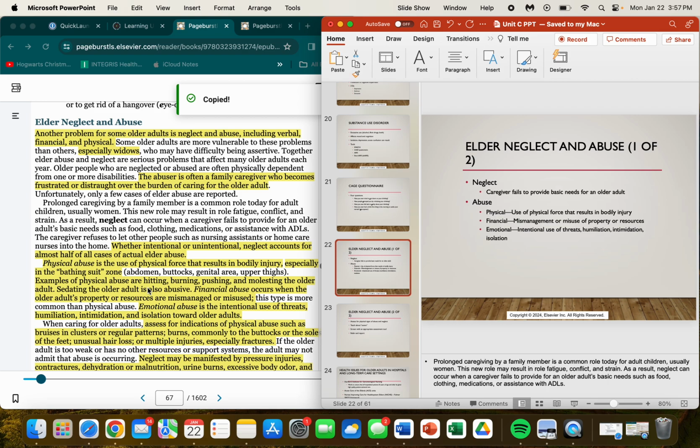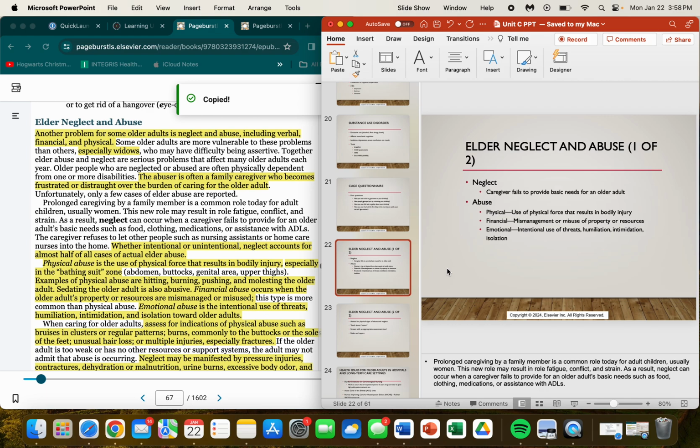When we talk about elder neglect and abuse, we talked a little bit about this last semester, and it continues to be an issue we should always be concerned about as nurses. Neglect is defined as whenever the caregiver fails to provide basic needs for the adult. One of the things we talk about is those individuals who are more vulnerable to this issue, including widows. Neglect and abuse can be verbal, financial, or physical, and most often the abuser is a family member or caregiver who becomes frustrated and distraught over the burden of caring for that individual.